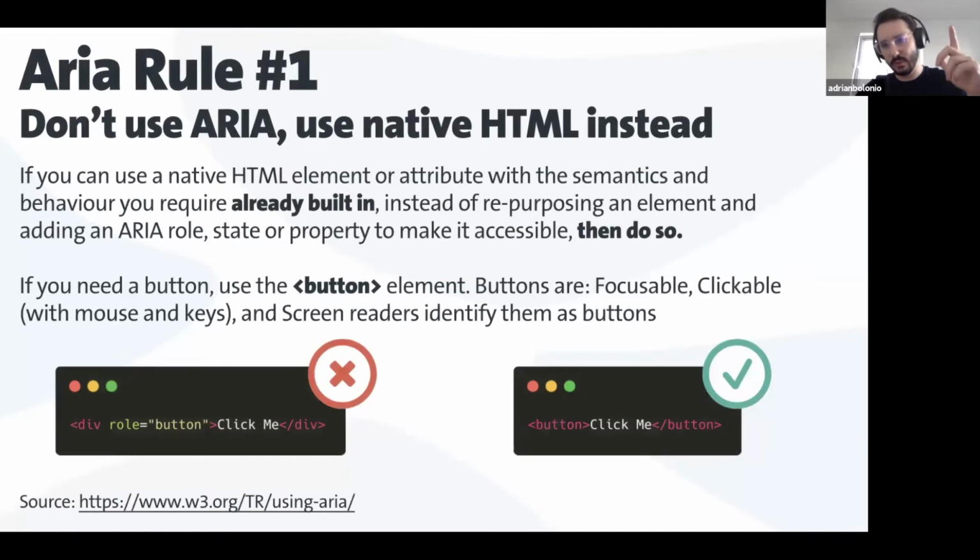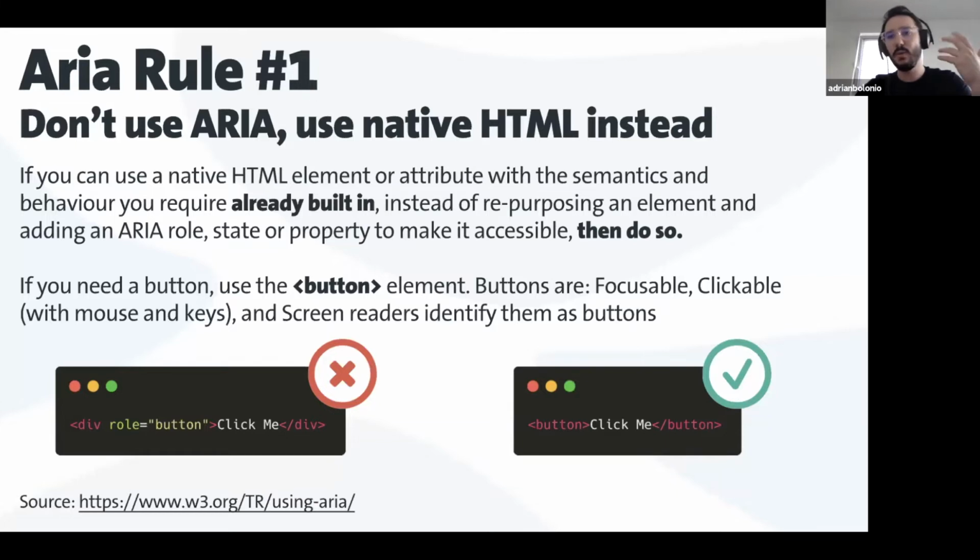So ARIA has some rules. And the first rule is to not use ARIA if you don't need to use it. So HTML provides enough HTML elements or native elements to be used. That means if you want to use a button, then use a button. Do not fake a div with the role button, because this is completely wrong. Because buttons in this case are focusable, clickable with mouse and keys, and the screen readers identify them as buttons. So if HTML already provides you with a native element to use, do not use ARIA.